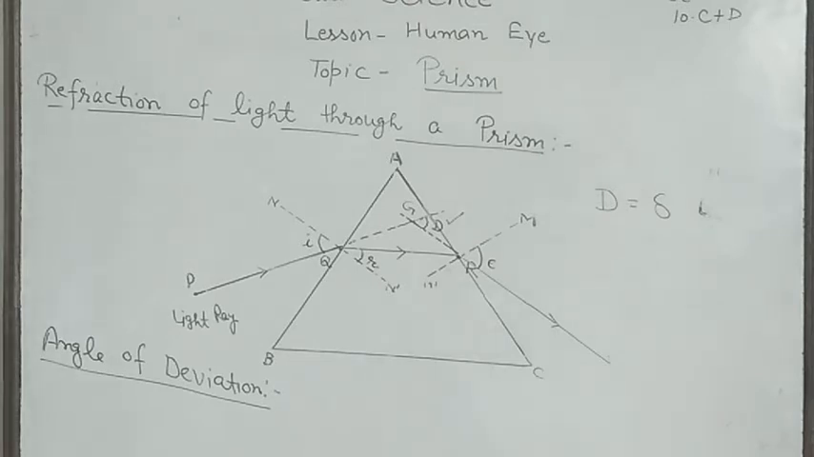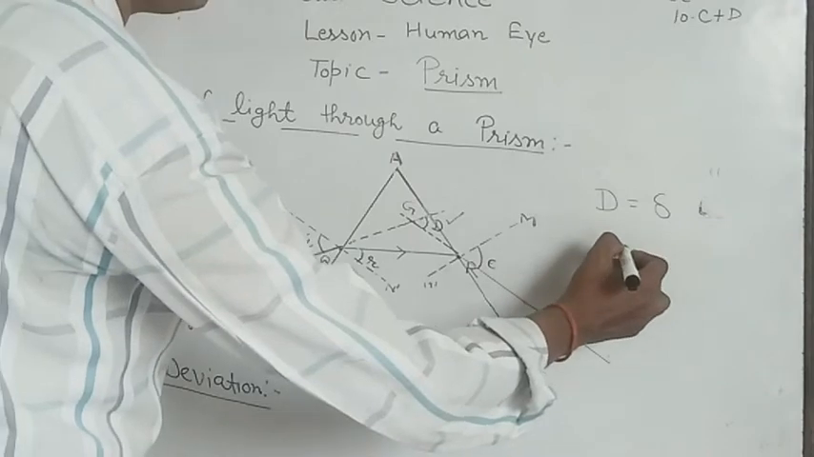The value of the angle of deviation increases further on increasing the value of the angle of incidence. This minimum angle of deviation is called the angle of minimum deviation of the prism. It is denoted by delta m.